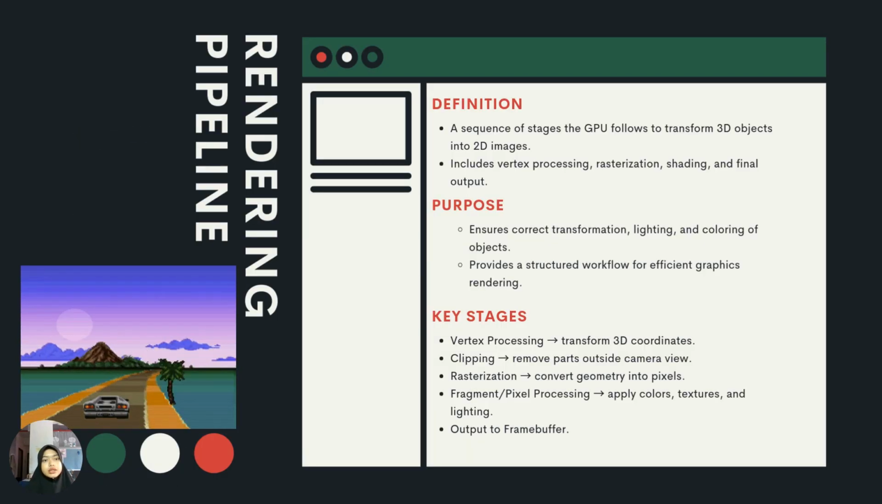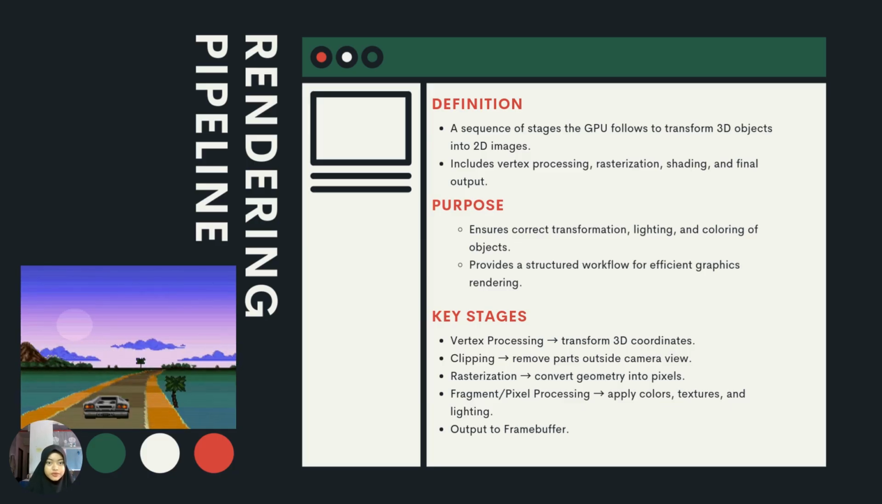And we go to the rendering pipeline. So the definition is a sequence of stages the GPU follows to transform 3D objects into 2D images. It also includes vertex processing, rasterization, shading, and final output. The purpose is to ensure correct transformation, lighting, and coloring of objects. It also provides a structured workflow for efficient graphic rendering.